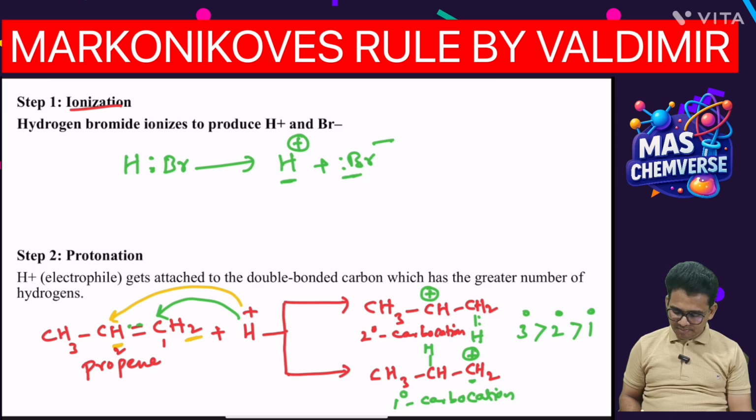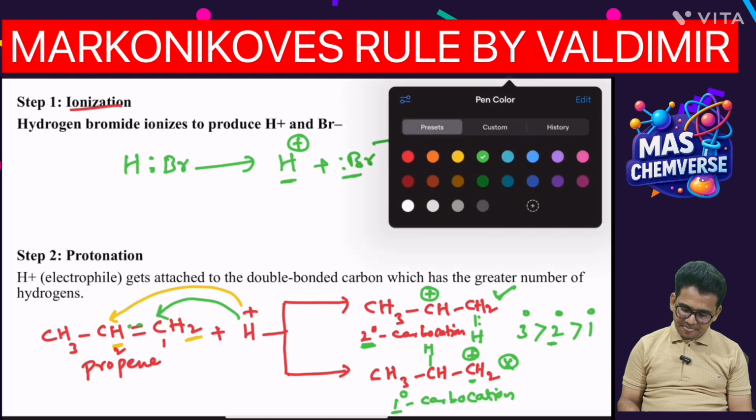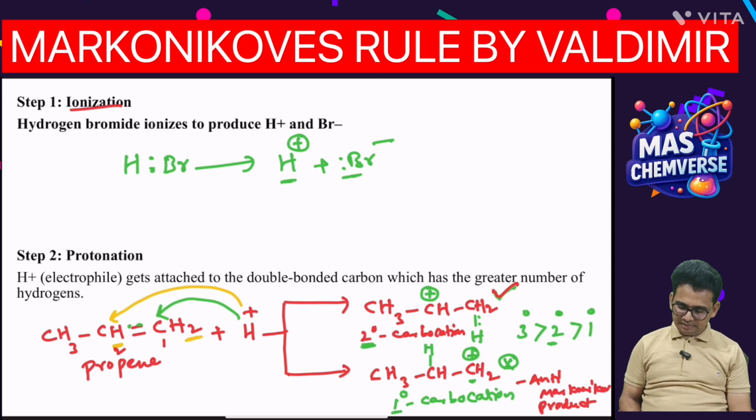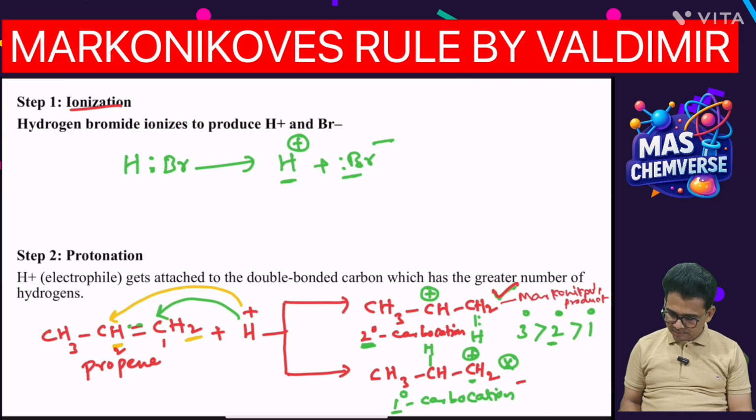Now which one has more stability here? This is the primary, this is the secondary. Which is more stable, primary or secondary? Secondary is more stable. That's why this reaction is possible and this is not. That's why we say this is the Markovnikov's product, and this one is the anti-Markovnikov's product.